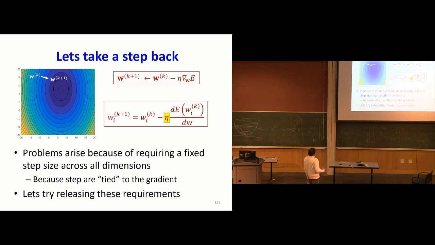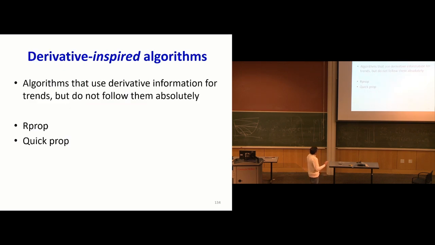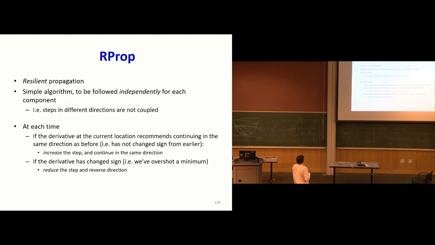You've tied the step size across all components because they're all tied to the gradient. So you can try to release this requirement and use algorithms that use derivative information for trends, but do not follow them absolutely. Two such algorithms are RMSProp and QuickProp. RMSProp is so-called resilient propagation. It's a simple algorithm that has to be followed independently for each component. That is to say, the steps in the different sizes are not coupled.